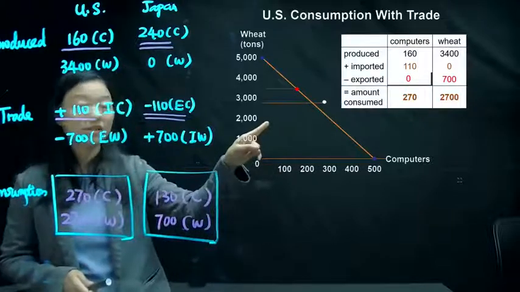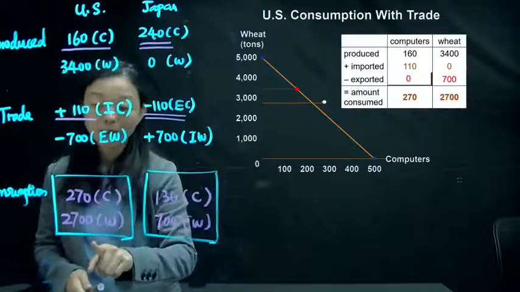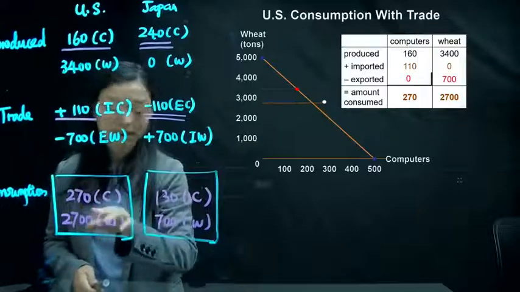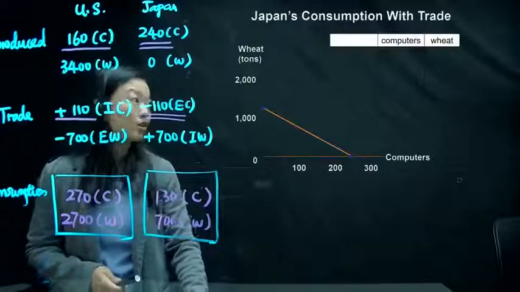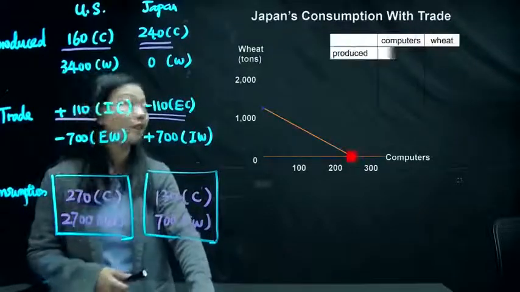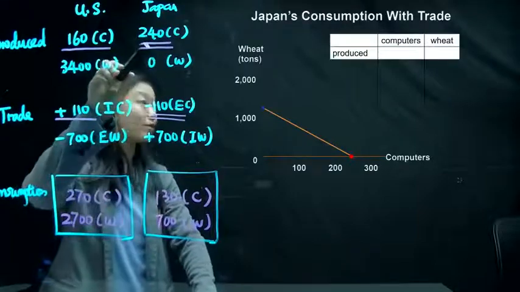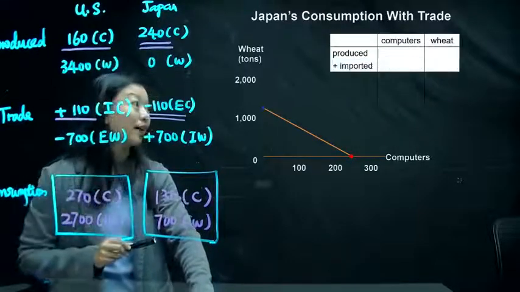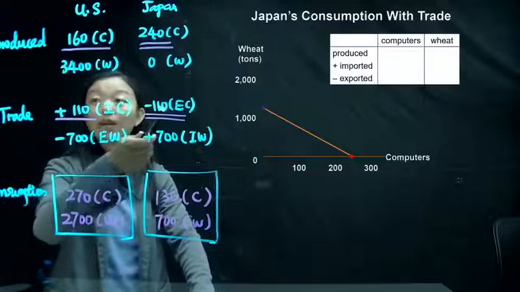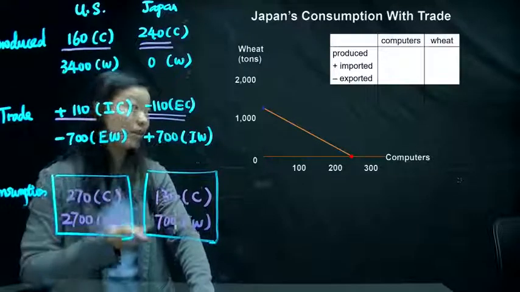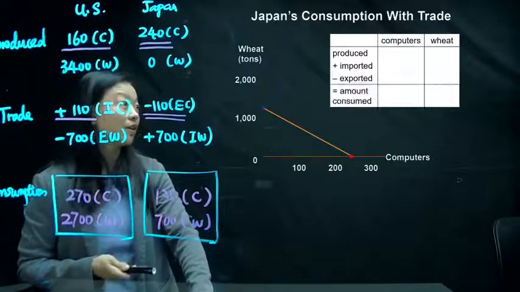Okay, so this is the point outside the PPF, showing the combination as I derived here. For Japan, it's very similar. Originally 240 computers, and then it exports computers and imports wheat from the United States.